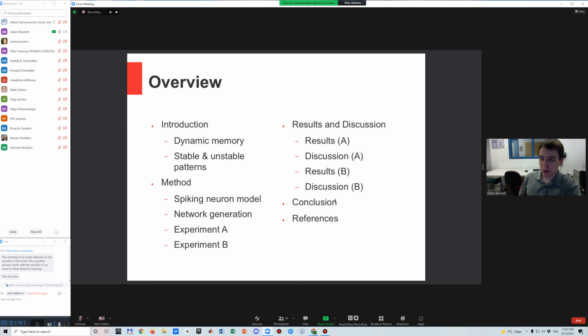The experiments were done in two parts. The first was for neural networks containing 50 neurons, and afterwards we looked into networks of 100 neurons. Here we refer to those as experiment A and B, respectively. When I talk about the results and discussion, first I'll talk about the smaller networks, and then afterwards the larger networks. The reason for this is just that some of the observations from the smaller networks guided our analysis of the larger networks. After that, I'll summarize everything and we can hopefully have some time for questions or comments.